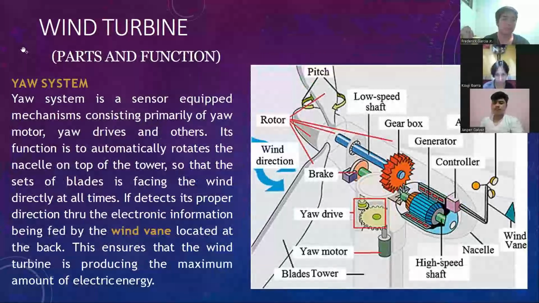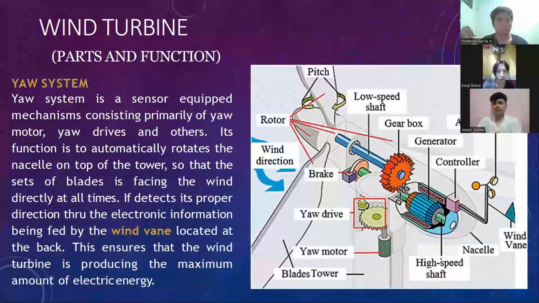Now we have the yaw system. Could one of you please read? So the yaw system is a sensor-equipped mechanism consisting primarily of a yaw motor, yaw drives and others.